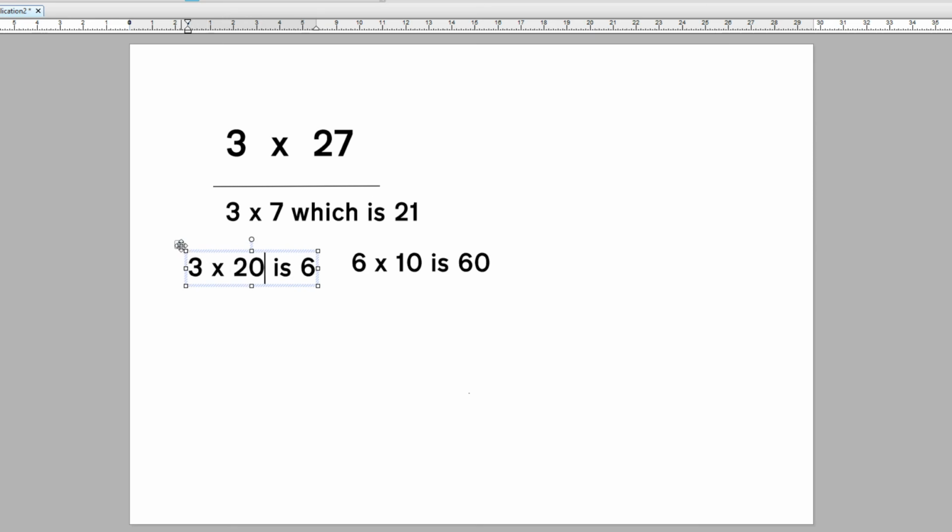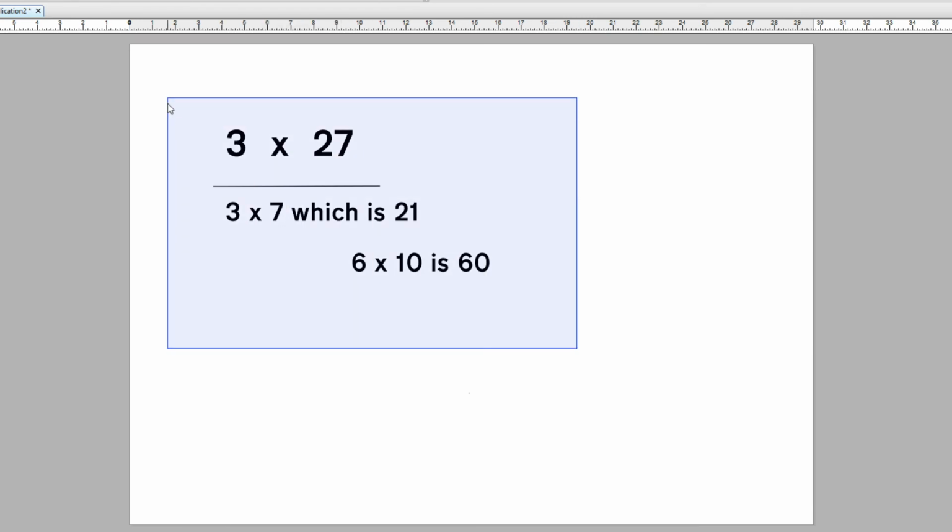Instead of doing 3 times 20, I just do 3 times 2 times 10, which makes it a whole lot simpler to me. You can do this as well with, I'll do a bit of a harder one now. 6 times 83. Alright, 6 times 3. 6 times 3 is 18.